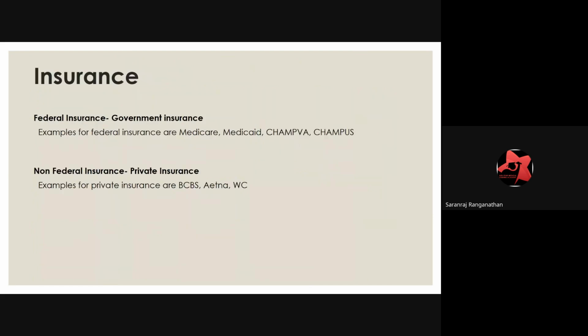Then insurance. First one, federal insurance, which means government insurance. Examples for federal insurance are Medicare, Medicaid, then CHAMPVA and CHAMPUS. So we can see this Medicare, CHAMPVA, and CHAMPUS. These are the insurance covered under the government insurance.